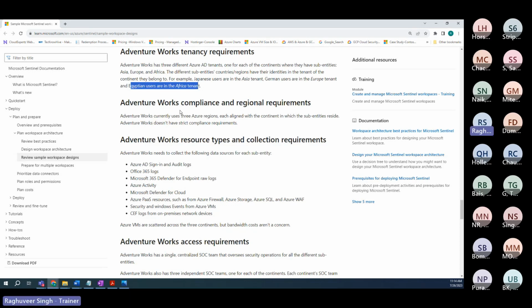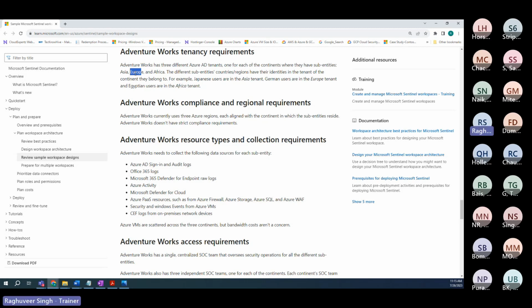It needs everything separate. So AdventureWorks currently uses 3 Azure regions, which reside in the sub entities, which is Asia, Europe, and Africa, and they don't have strict compliance requirements. This is incorrect. If it is Europe, they have to have. So we'll consider GDPR here, and we will assume that they need a separate workspace in Europe for sure.